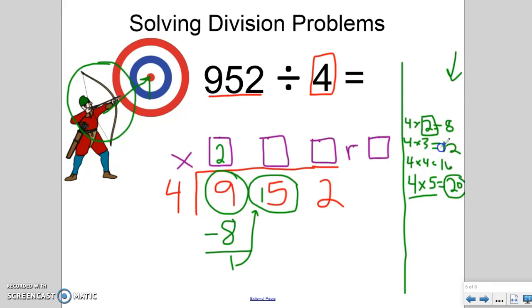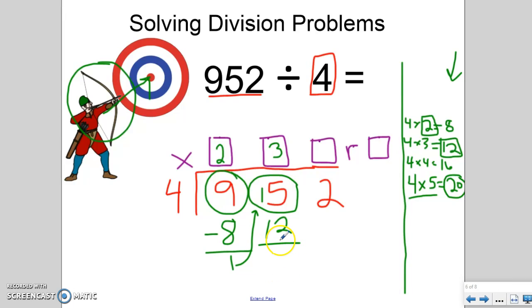It looks like 12 is going to be the closest I can get to 15 without going over. So 12 is going to be the closest. How did I get that 12? Well, I know that 4 times 3, and you can see it over here, that's why multiplication man is helpful, 4 times 3 got me to 12.